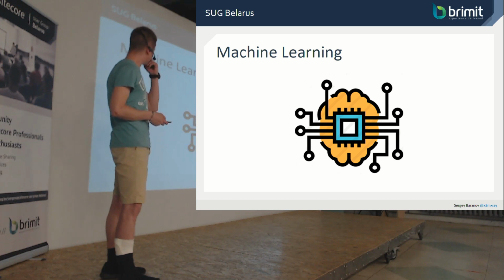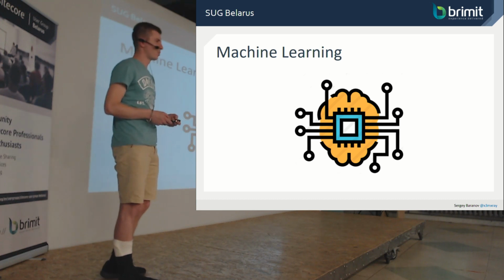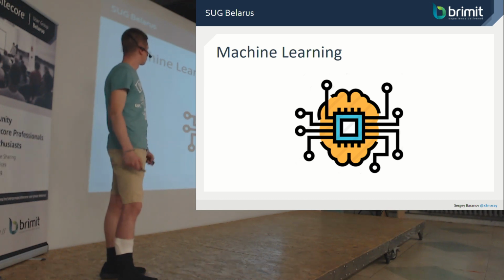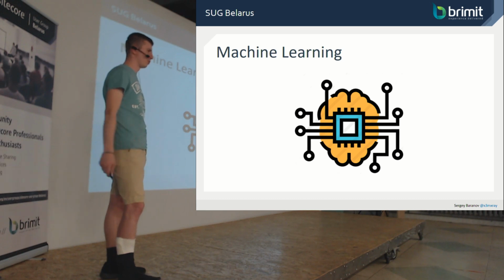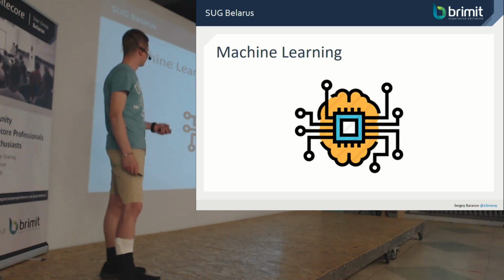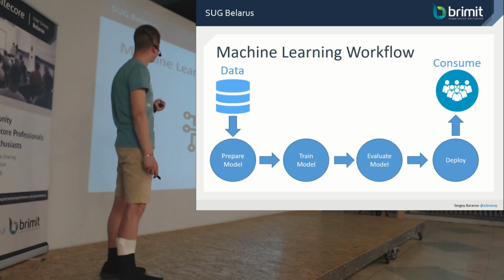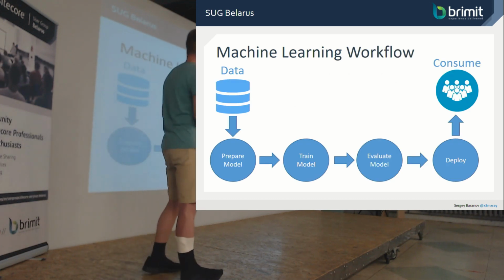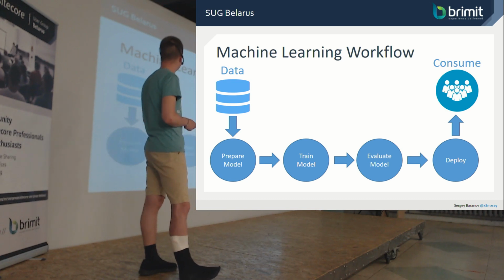Okay, machine learning is the main part of Cortex. If you want to implement something of your own, you should have a basic understanding of how it works, what the machine learning workflow is, and what it is in general. And this is the machine learning workflow. For machine learning, you always need an initial data set.